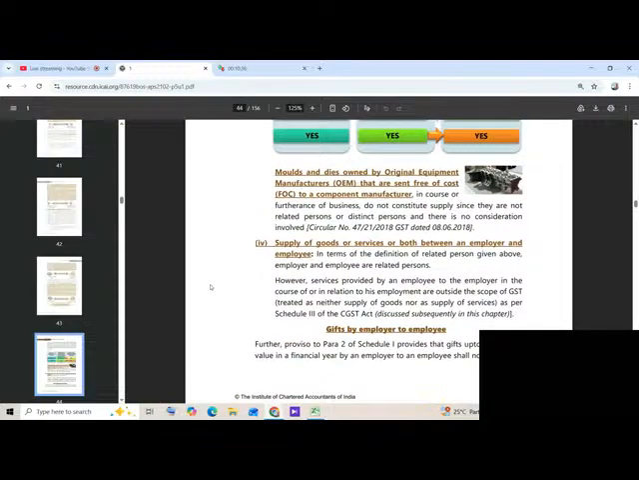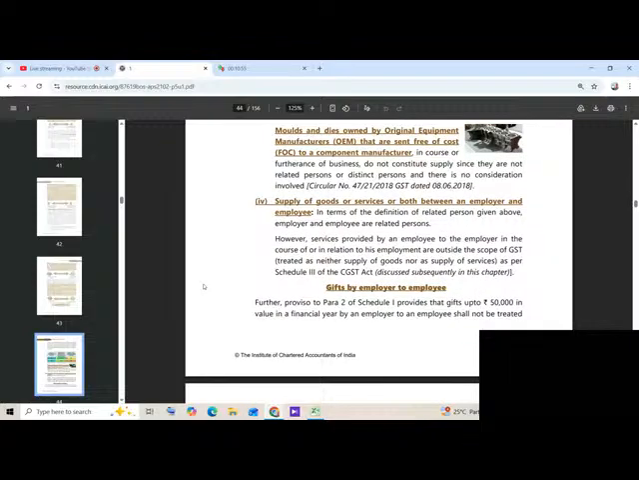Molds and dies owned by OEM that are sent free of cost to a component manufacturer in course of furtherance of business do not constitute supply since they are not related persons or distinct persons and there is no consideration involved. Supply of goods or services or both between an employer and employee. In terms of the definition of related person given above, employer and employee are related persons. However, services provided by an employee to the employer in the course of or in relation to his employment are outside the scope of GST as per Schedule 3 of the CGST Act.